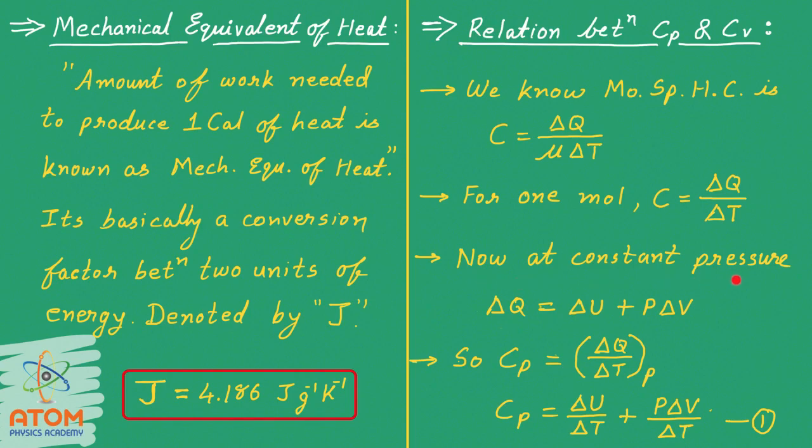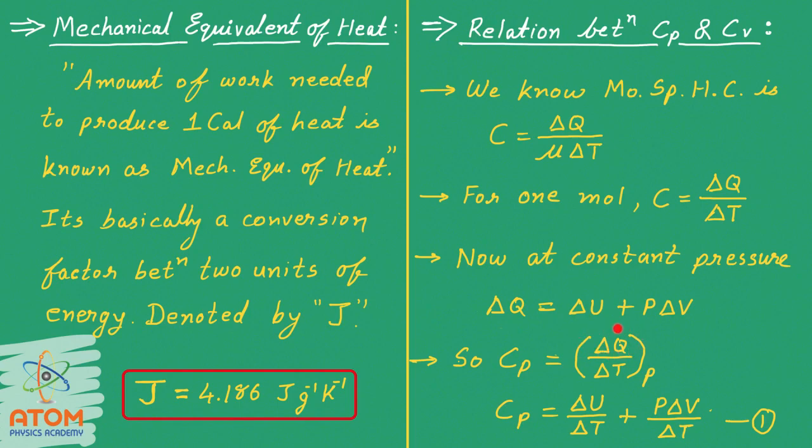Now when we talk about constant pressure, from the first law of thermodynamics we remember that the heat required, that is delta Q, will be equal to delta U plus P delta V, where delta U is internal energy, P is pressure and delta V is change in volume. So the equation of Cp, the molar specific heat capacity at constant pressure, can now be written as delta Q upon delta T at constant pressure. This P shows constant pressure. But as we have written here, delta Q is delta U plus P delta V.